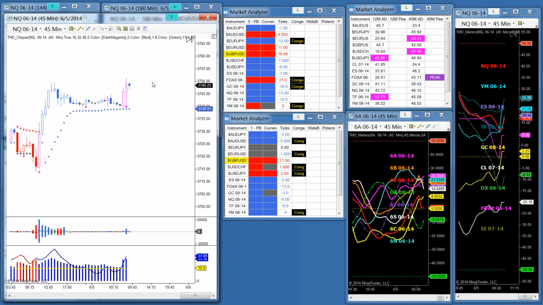If I do shift and click again, it just takes it right off the chart and I'm ready for the next trade. You can also set up an OSO order that does the same thing, which is order sends order. It's however you prefer to do it as a trader. Any questions on that so far, guys?